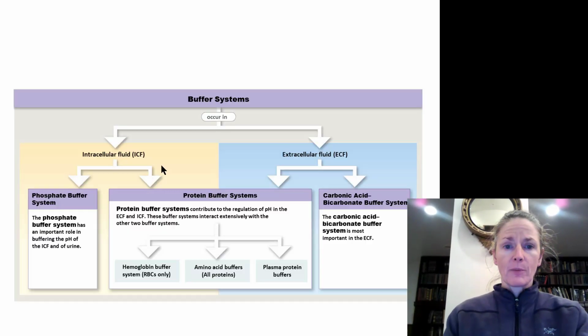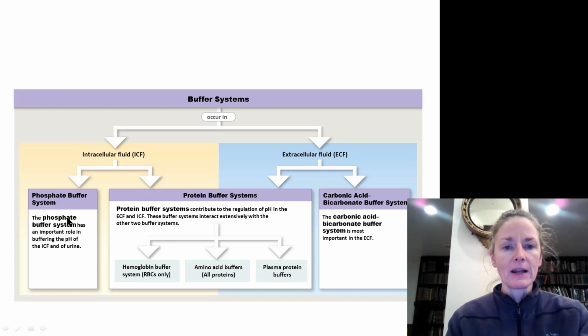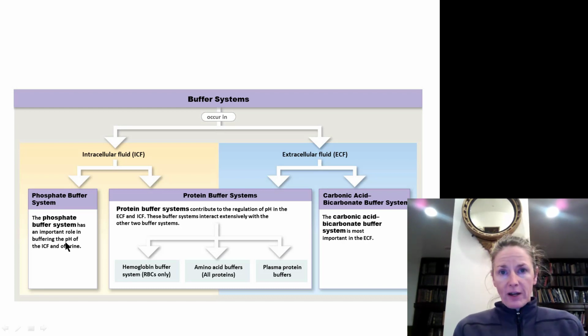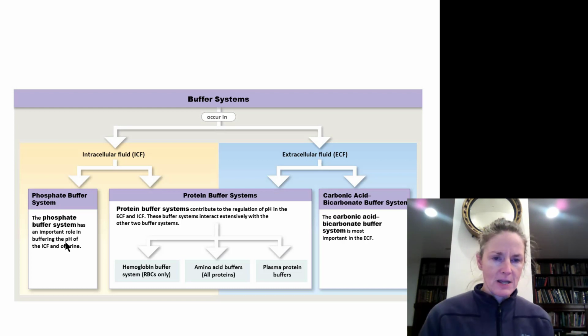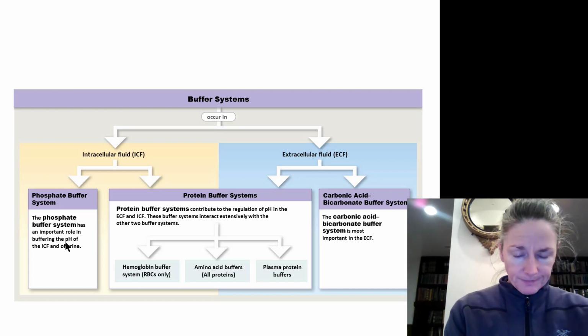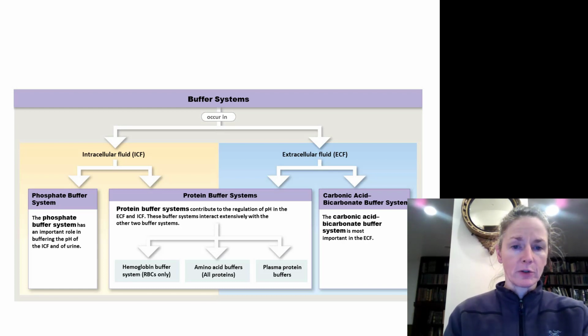So, for example, we can see the phosphate buffer system is going to be very important in the intracellular fluid. So think about where we find phosphate in the intracellular fluid. Think about our ATP and other molecules that are going to have phosphate as a component of it. So phosphate, as we saw earlier on, is one of our anions in the intracellular fluid.